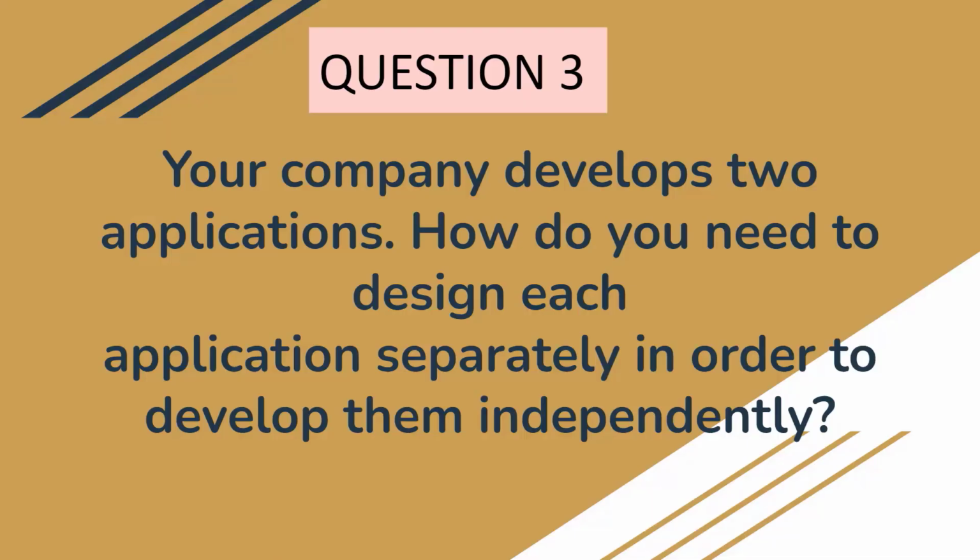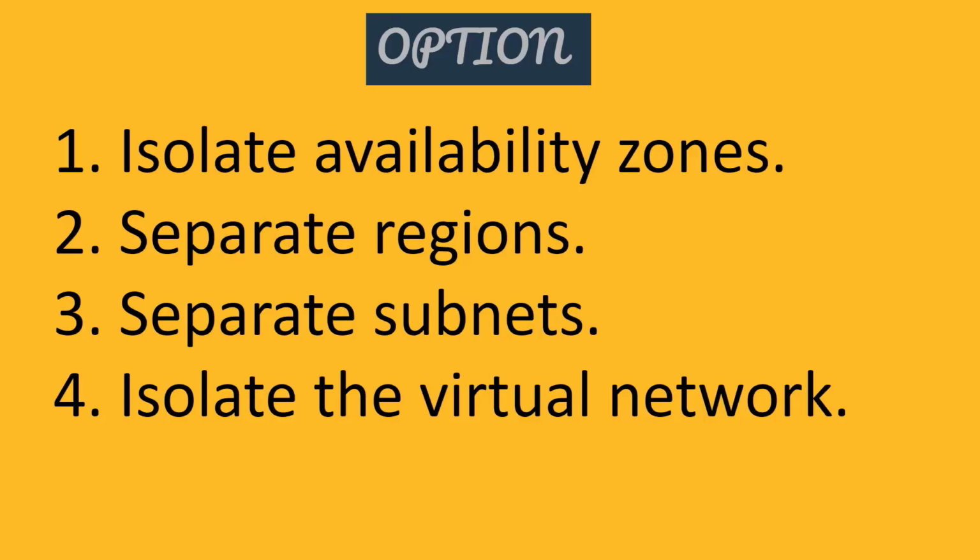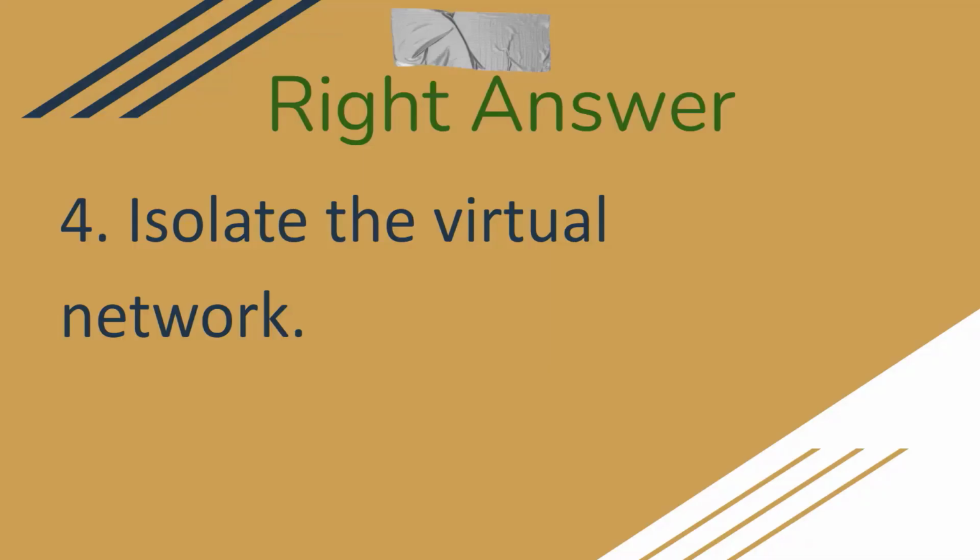Question 3. Your company develops 2 applications. How do you need to design each application separately in order to develop them independently? Option 1. Isolate availability zones. 2. Separate regions. 3. Separate subnets. 4. Isolate the virtual network. Right answer. 4. Isolate the virtual network.